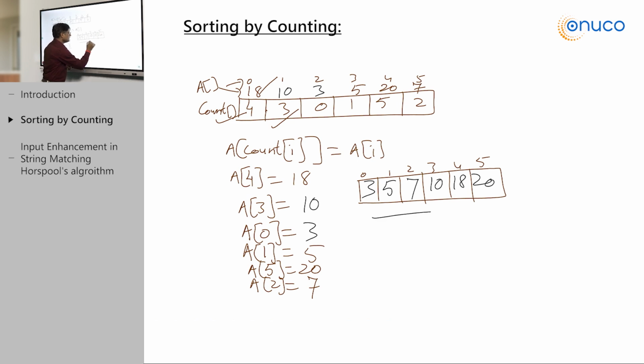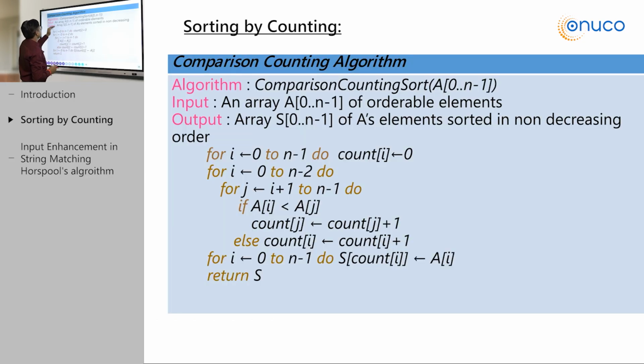We can see that these elements are now in sorted order. So this is basically the concept called sorting by counting. Let us see how you are going to write the algorithm. We are going to write comparison counting. The input is an array from 0 to n minus 1, and the output is the sorted array from 0 to n minus 1 index in non-decreasing order.